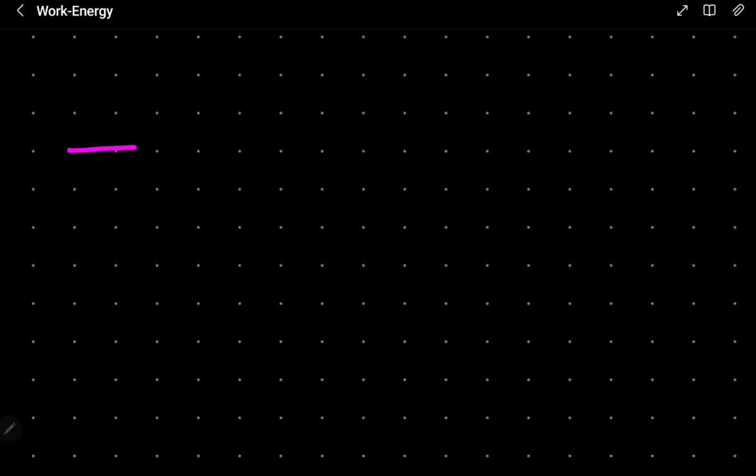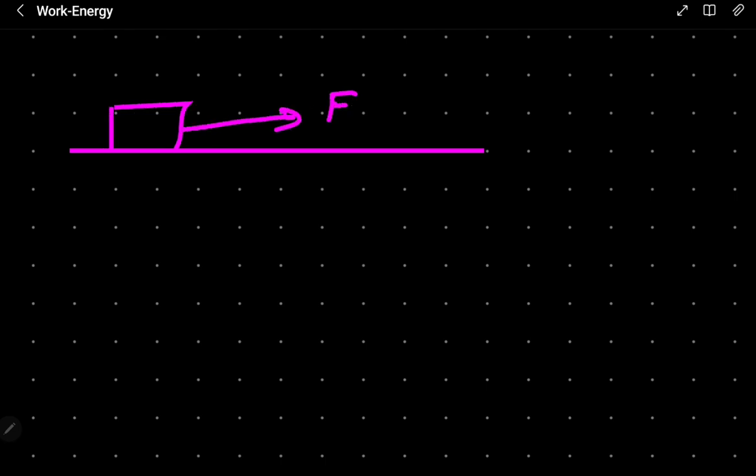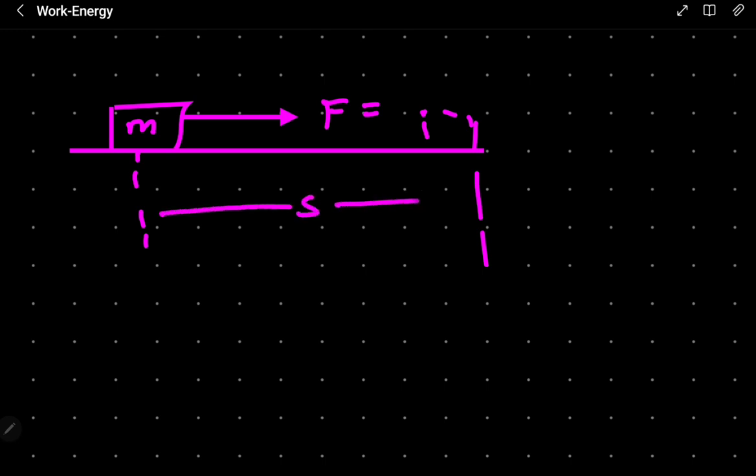There's a horizontal surface, and on it you have a mass. Now you apply a force on the mass, a force F, which is just a constant amount of force, and the surface is smooth. This is a mass M. By applying a force, you displace the mass to this position, so this is a distance S.